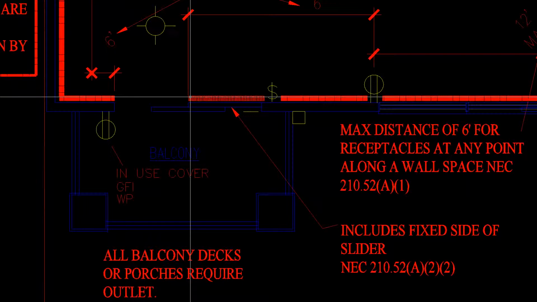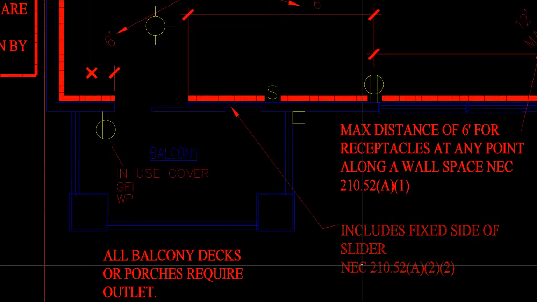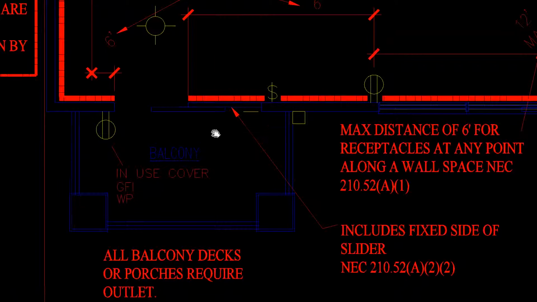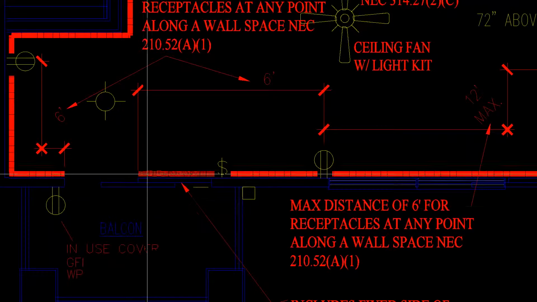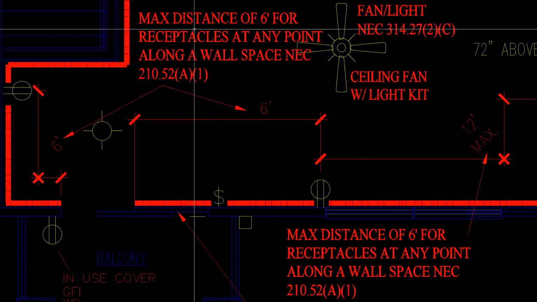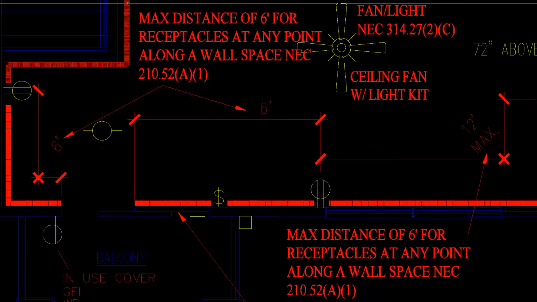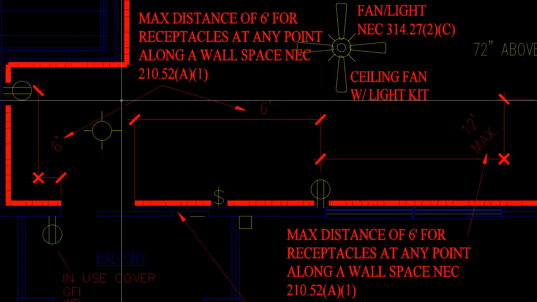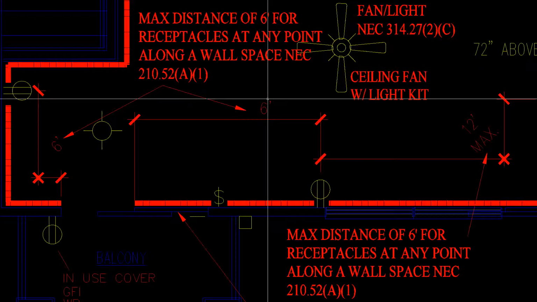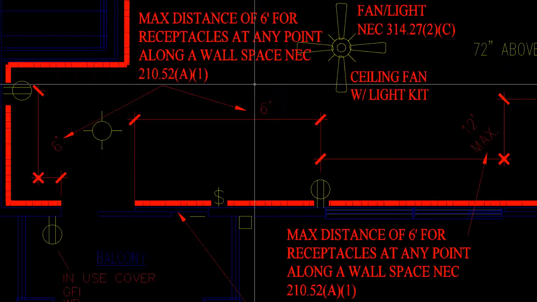And so you see the spacing that includes the fixed side of the slider, and you'll see that in NEC 210.52(A)(2)(2), and they consider that part of the wall. You may have heard of this, but the notion here is the maximum distance along the wall. You'll see I've drawn along the wall, as the rodent crawls, not as the crow flies, but that's the way the measurement is taken. So the maximum distance is 6 feet for receptacles at any point along a wall.